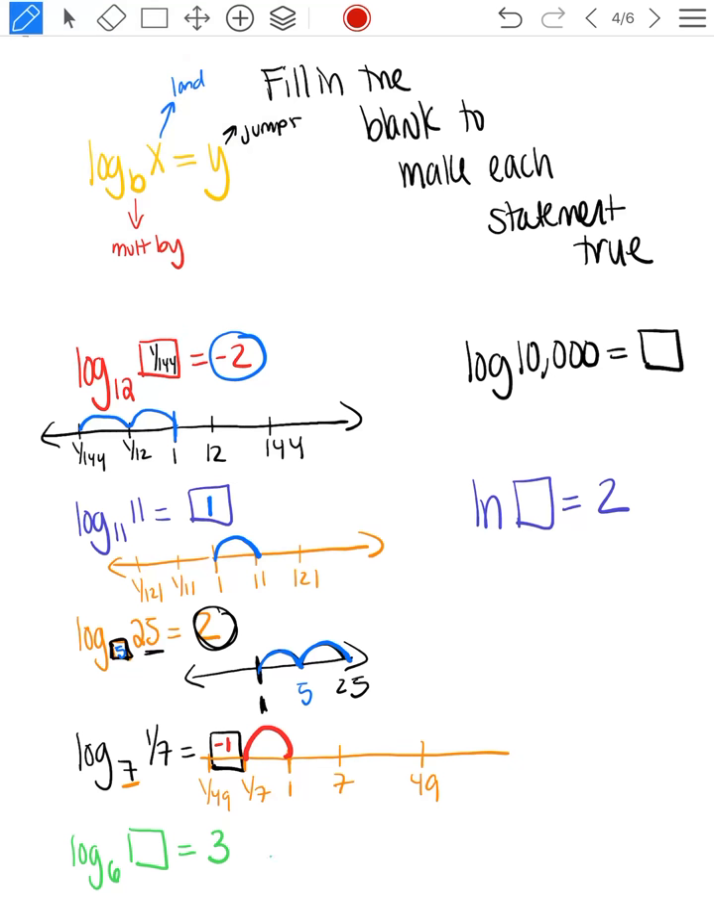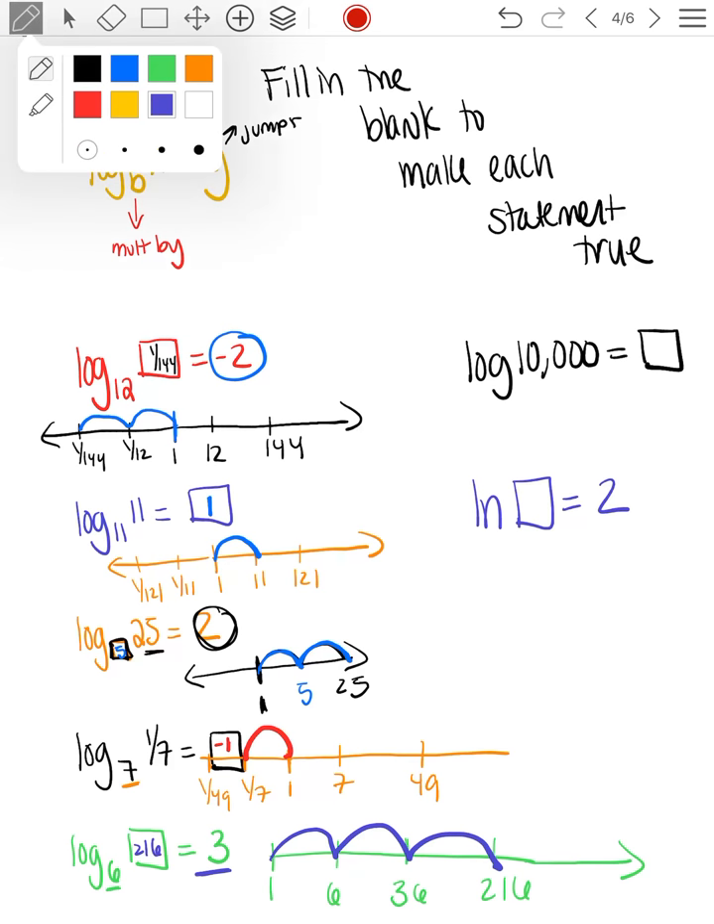Okay, just 2 more. So here I know I'm going by 6s. So 1, 6, 36, 216. You could keep going. I would need a calculator. And the 3 means I'm not trying to get to 3. Remember, 3 is the number of jumps. So 3 jumps, 1, 2, 3, means I'm going to land on 216, which is what I was trying to figure out.